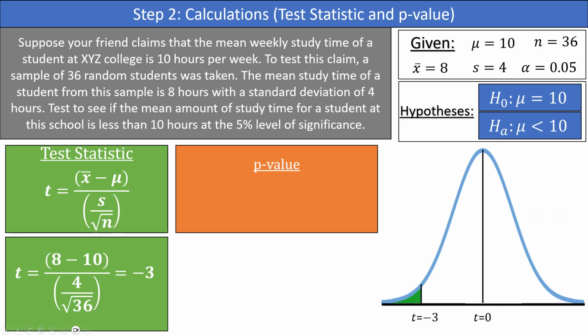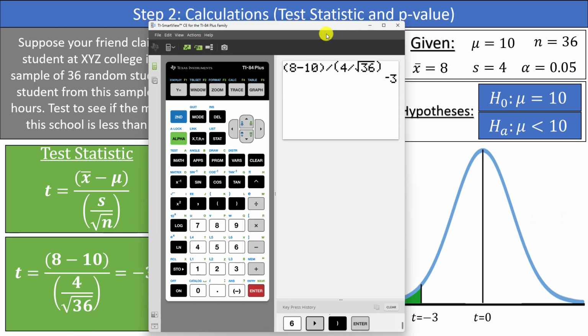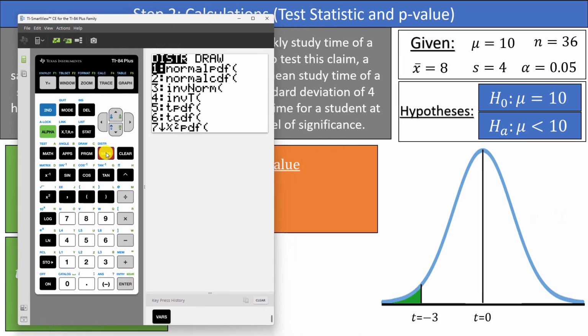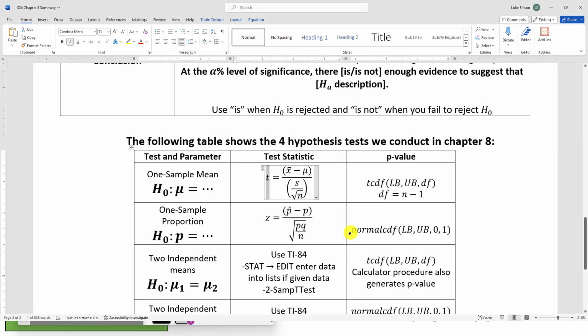So to find the p-value, this is very similar to if you're familiar with how normal CDF works. We're going to grab our calculator here, and we're going to go to second distribution, and we're going to scroll down to the option for tcdf. This is the same thing that was indicated here on the sheet. We should use tcdf.